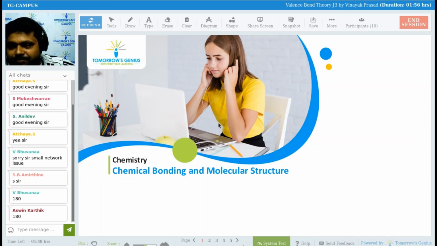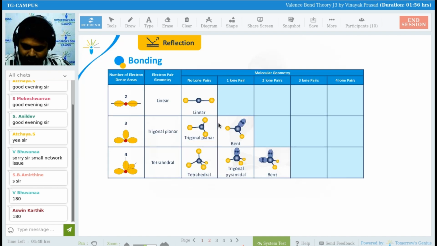We are going to start our class, guys. So chemical bonding and molecular structure, as usual, that we have seen yesterday also, right? Now, there are so many structures that you can see here on our board, right? But right now you might not be able to find what these are, right?